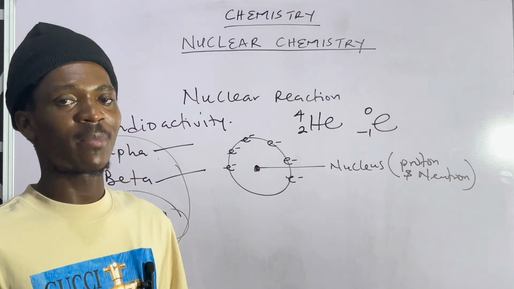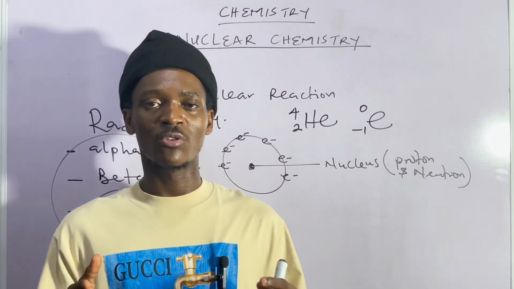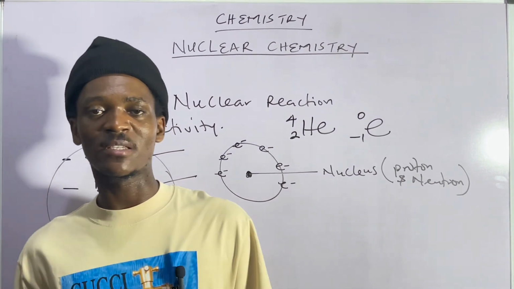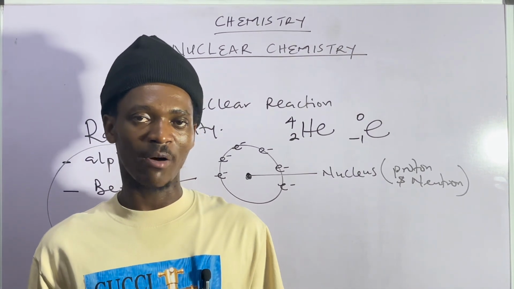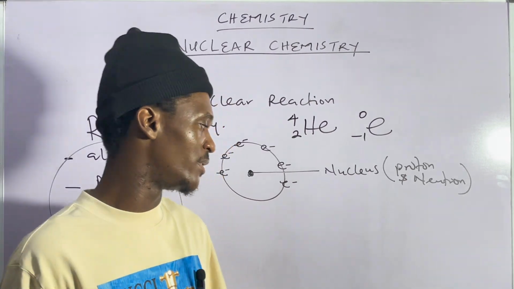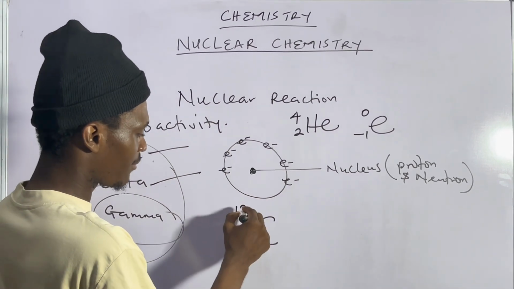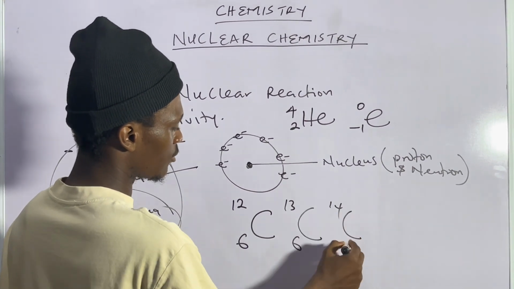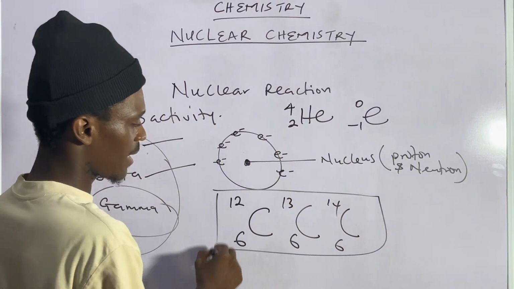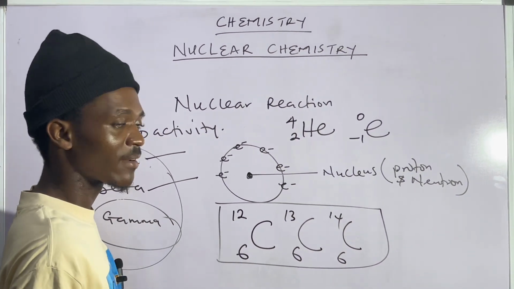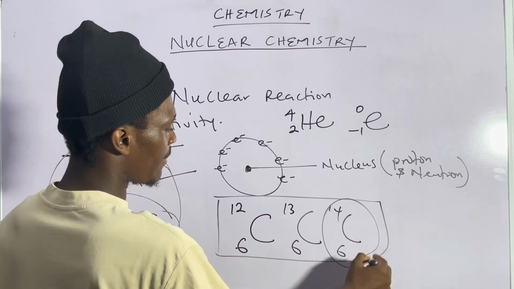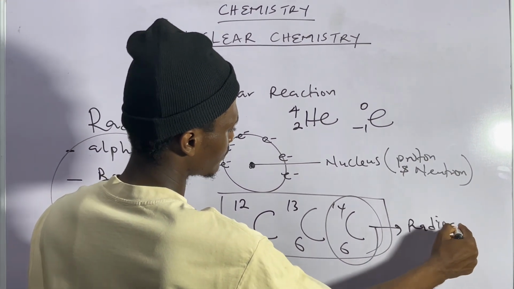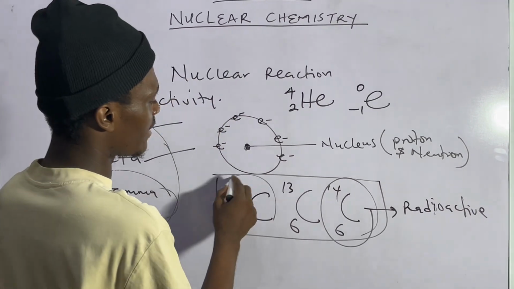Now, if you take your mind to isotopy, it shows that there might be the existence of a particular element having differences in its mass number but having the same proton or atomic number. Let's take a case study, carbon. We have carbon 12, carbon 13, and carbon 14 as the isotopes of carbon. The one that is characterized by an unstable nucleus is carbon 14. Why? It is seen to be radioactive, while the others are very stable.